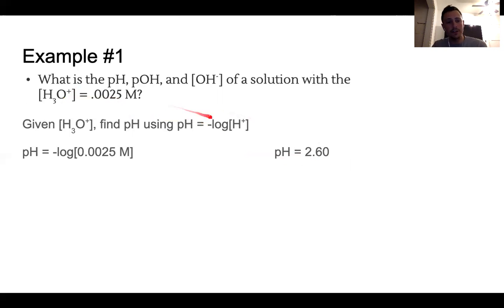We have our H3O plus concentration. From the pH, we can find the pOH because we know that the pH plus the pOH has to equal 14. Take a second, think about what the pOH would have to be so that when you add 2.6 to it, you get 14.